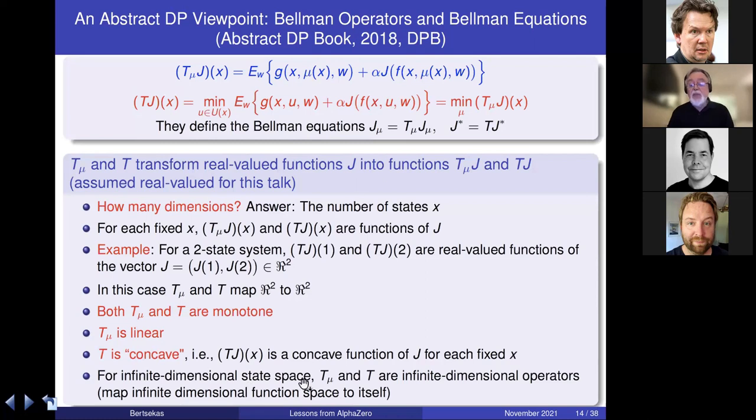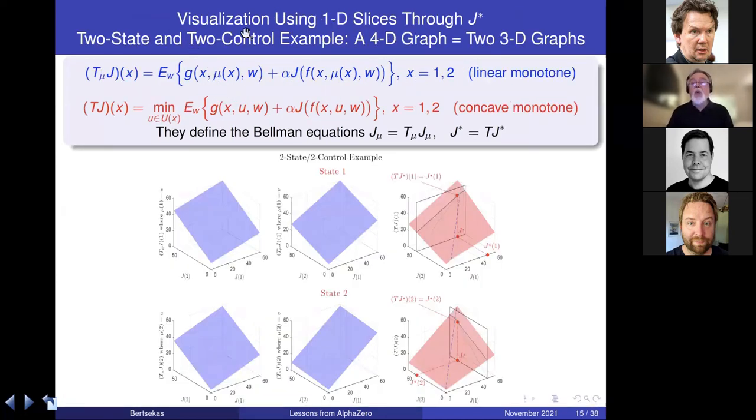So for infinite dimensional state space, T mu and T are infinite dimensional operators, mapping infinite dimensional functions in the function space into itself. So now the question is, we want to do visualization with these operators. How do we do that? Okay, so what we do is use one-dimensional slices of the graphs of these operators. To give you an idea of this, let's consider a two-state and two-control example. We already have a four-dimensional graph, but we can represent it as two three-dimensional graphs. And I'm going to do it here.